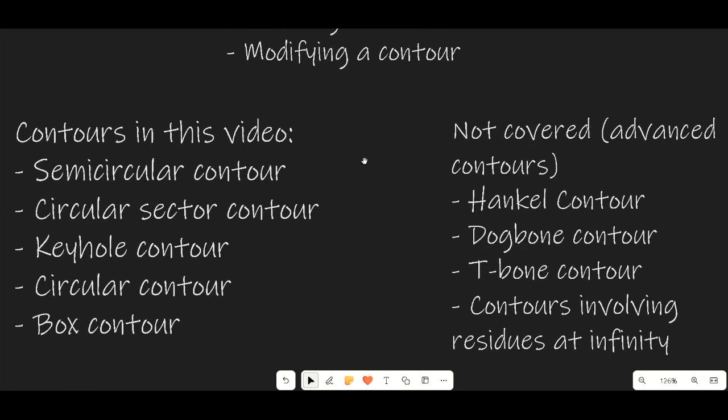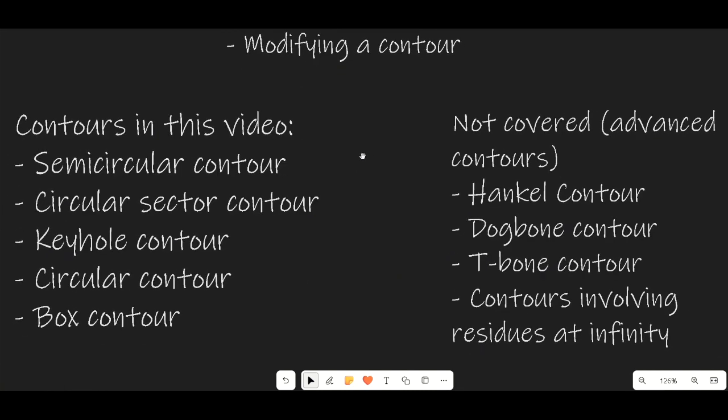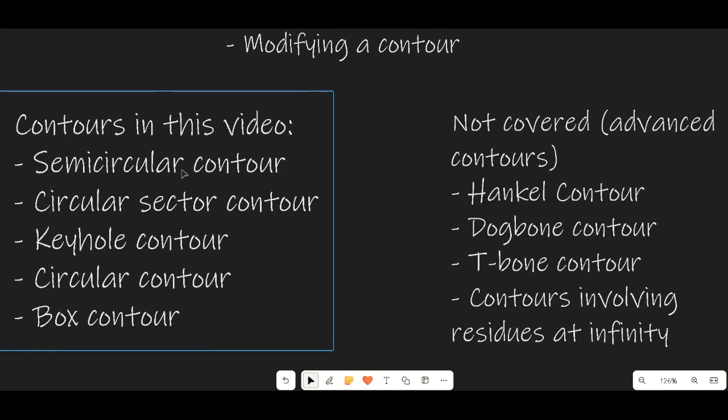So first, I'm going to go over the contours that are covered in this video. We will be covering the semicircular contour, the circular sector contour, the keyhole contour, the circular contour, and the box contour. Now there are some contours that we won't cover because they're a little bit more advanced or they're just not useful for our purposes.